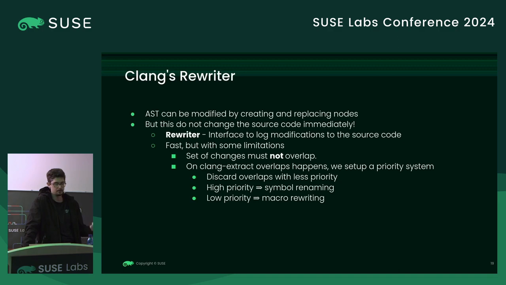But it has a limitation: if you try to make two modifications on the same region and the regions overlap, then it will output garbage code. So you must make sure that the changes do not overlap. In clang-extract, things eventually overlap, but we prioritize things to remove the modifications that have less priority.